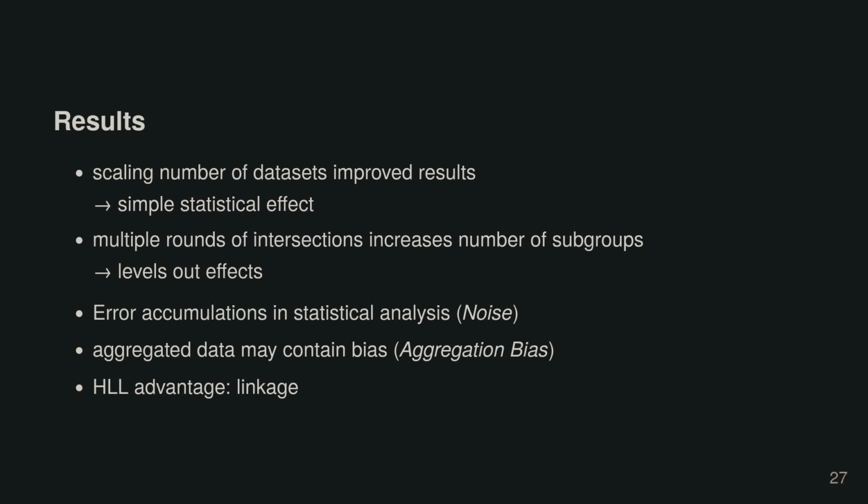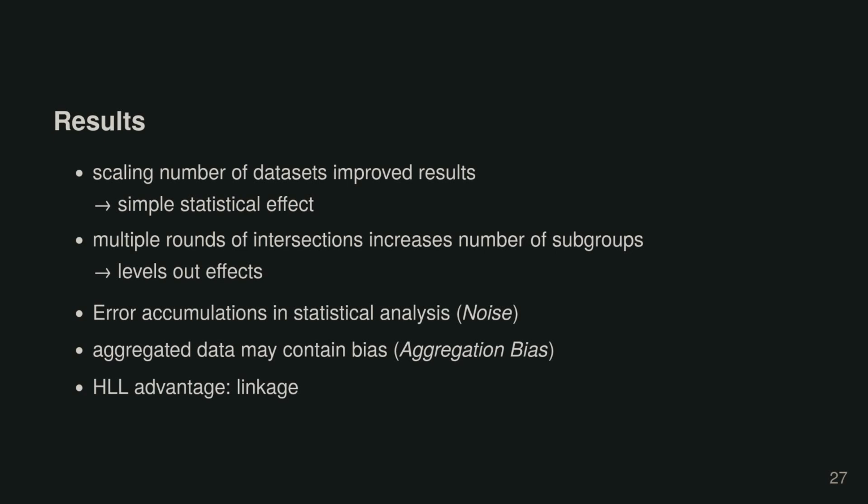Multiple rounds of intersections increases the number of subgroups, and this levels out the effects. Then you have 2 further problems. Error accumulation in statistical data is the one problem. This is the noise problem, which I told you about. And aggregated data may also contain a so-called aggregation bias, because what we are doing is very similar to using aggregation data.